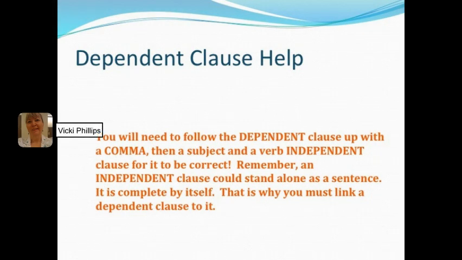All right, we're going to look at some dependent clauses here. The first thing we need to remember is that you'll need to follow the dependent clause with a comma, then a subject and a verb will be in an independent clause for it to be correct. And remember, an independent clause is simply something that could stand alone as a sentence. It is complete by itself. Think of the roots on the palm tree. That is why you must link a dependent clause to the independent clause.